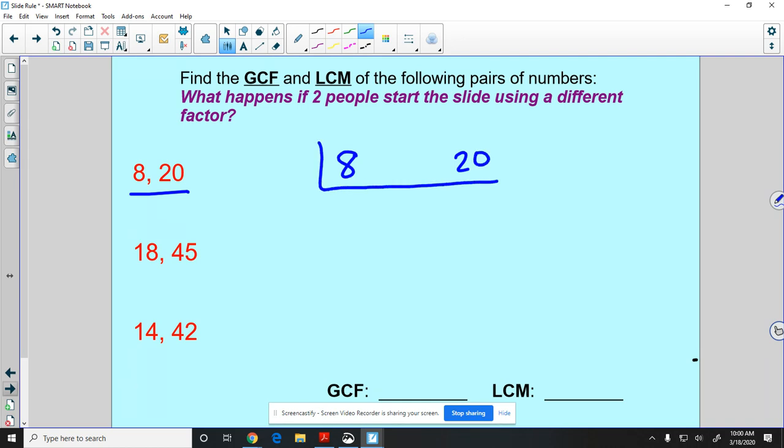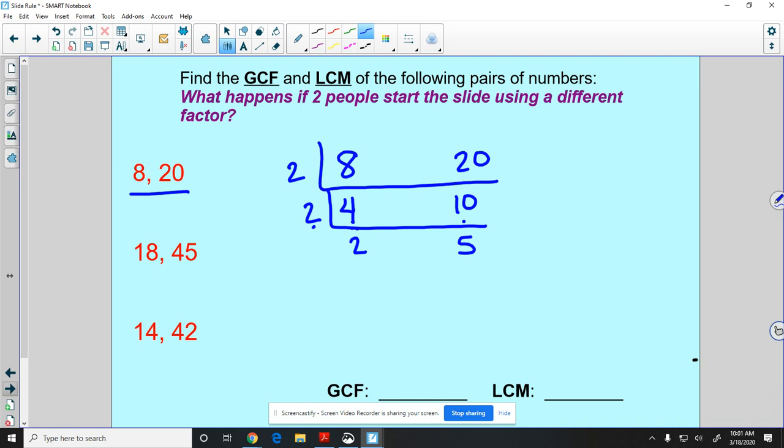I'm going to think, using my divisibility rules, what comes out of 8 and 20? Right off the bat, I notice they're even, so I can pull 2 out. 8 divided by 2 is 4, and 20 divided by 2 is 10. Then I'm going to try again. What can come out of 4 and 10? Once again, they're even, so I'm going to take 2 out. 4 divided by 2 is 2, and 10 divided by 2 is 5.